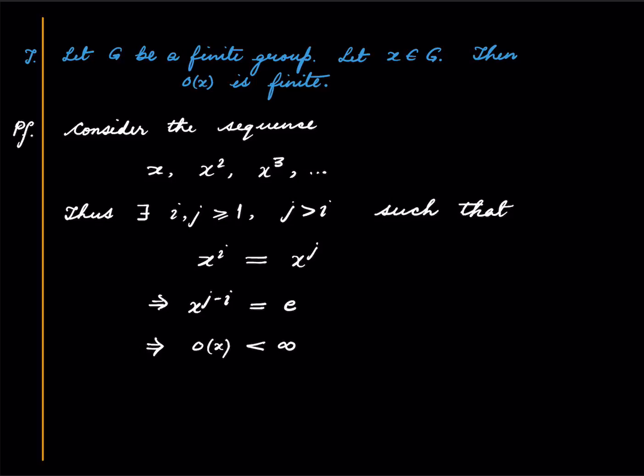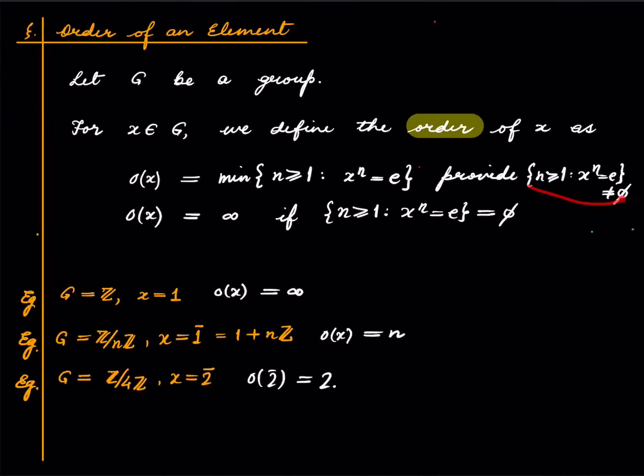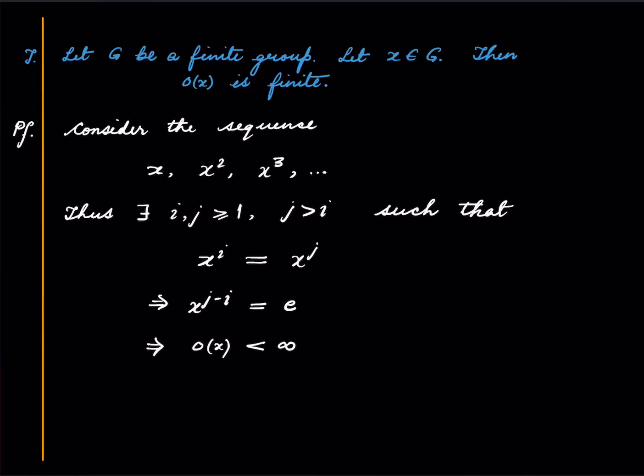So this is one way to notationally express that x has finite order. Why? Because j minus i is a positive integer, and this equation holding means this set is non-empty. And one can then take the minimum, and that minimum is going to be some positive integer, and that's it. So that's very nice.